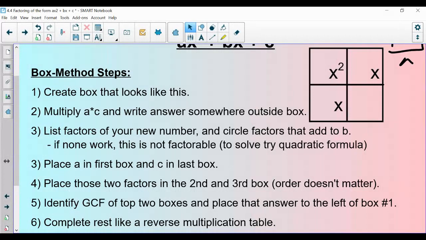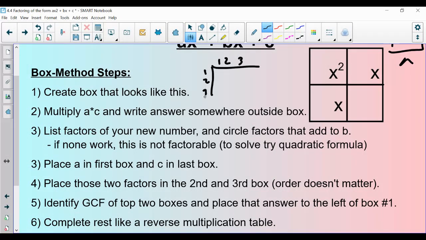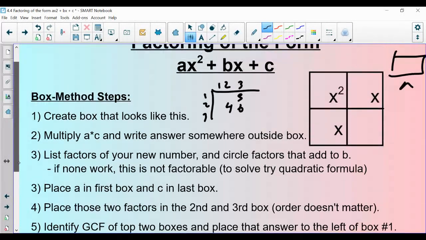And then you complete the rest like a reverse multiplication table. I'm going to show you what that looks like, but remember what a multiplication table is. It was like a full table of 1, 2, 3, and then 1, 2, 3, it would go on. And it would be like 1 times 3, and that would be 3. 2 times 2 is 4, right? That's a multiplication table. You're kind of doing that.